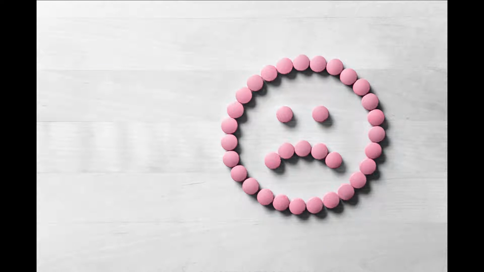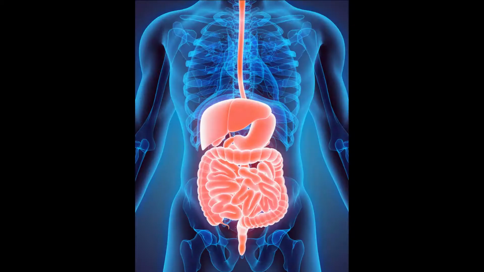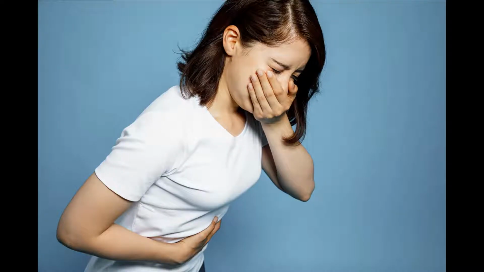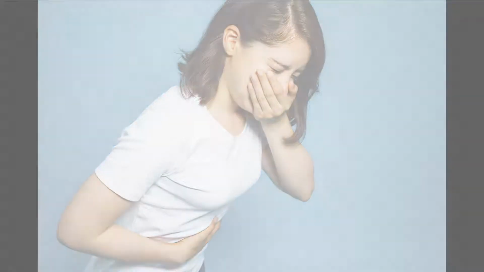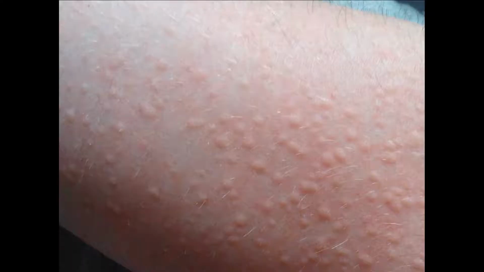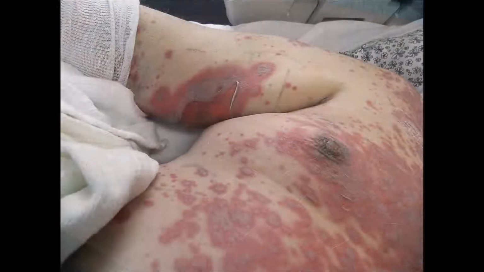The side effects for Nystatin include the GI system and the integumentary system. For the GI system, it involves nausea, vomiting, anorexia, diarrhea, and cramps, and for the integumentary system, it involves rash and urticaria. Urticaria, however, is rare. It can also involve Stevens-Johnson syndrome.